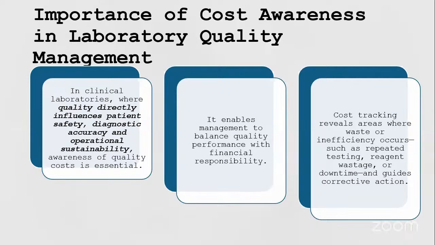When you track your processes, when you assign a cost to each of those processes, and you identify those areas where wastage or insufficiency is occurring, you identify them because you ask yourself, for example, what is the cost of repeating QC? And who covers that? What is the cost of patient sample retesting?